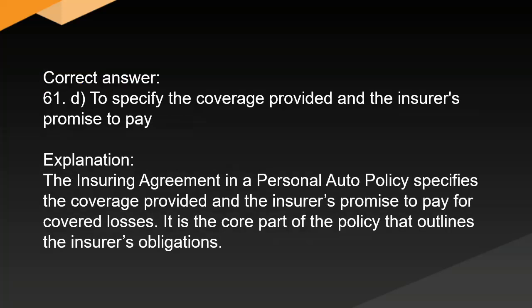Correct answer. D. To specify the coverage provided and the insurer's promise to pay. Explanation. The insuring agreement in a personal auto policy specifies the coverage provided and the insurer's promise to pay for covered losses. It is a core part of the policy that outlines the insurer's obligations.